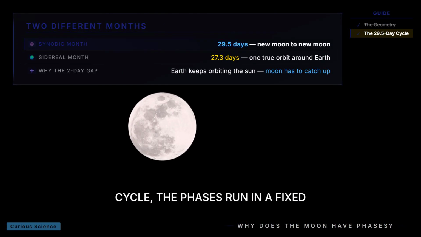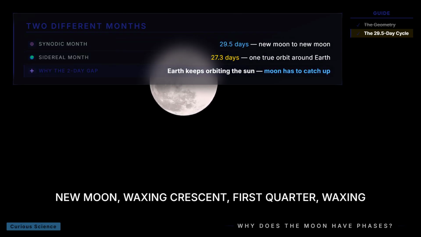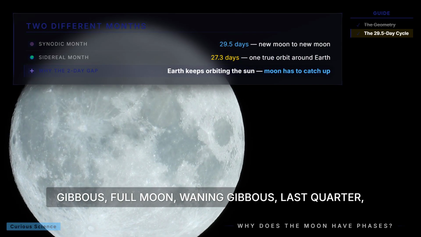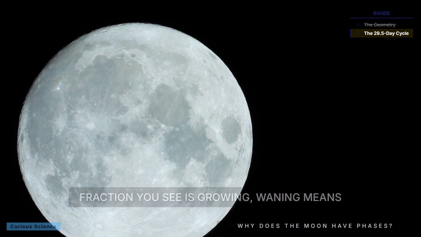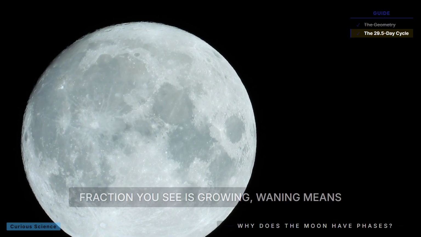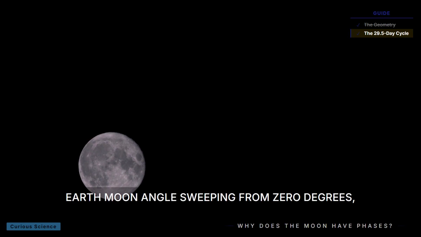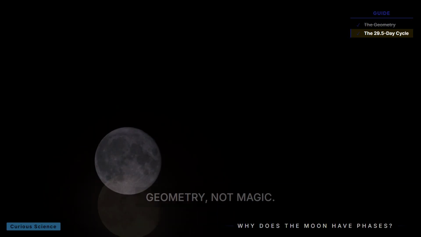Inside that 29.5-day cycle, the phases run in a fixed order. New moon, waxing crescent, first quarter, waxing gibbous, full moon, waning gibbous, last quarter, waning crescent, back to new. Waxing means the lit fraction you see is growing. Waning means it is shrinking. The whole sequence is just the Sun-Earth-Moon angle sweeping from 0 degrees through 90 to 180 and back. Geometry, not magic.